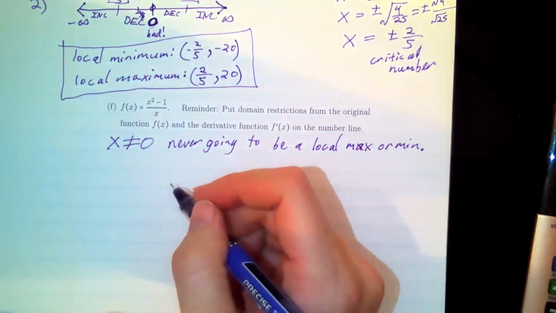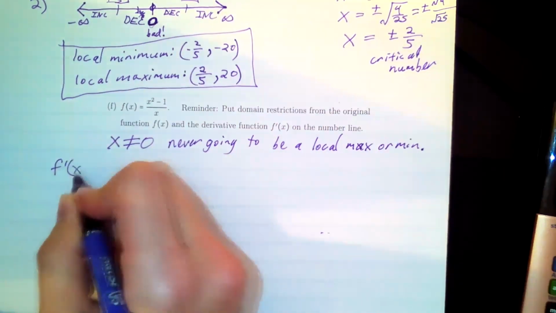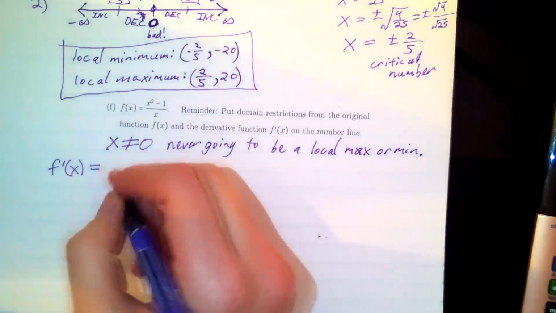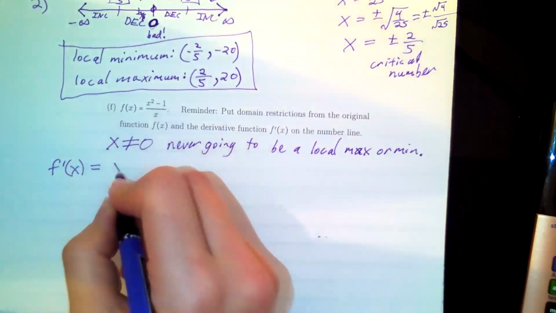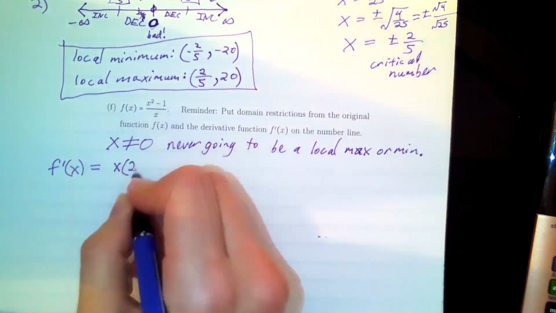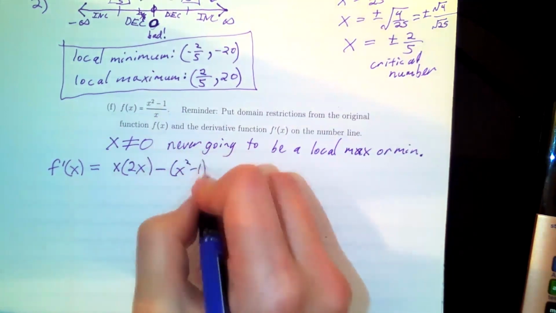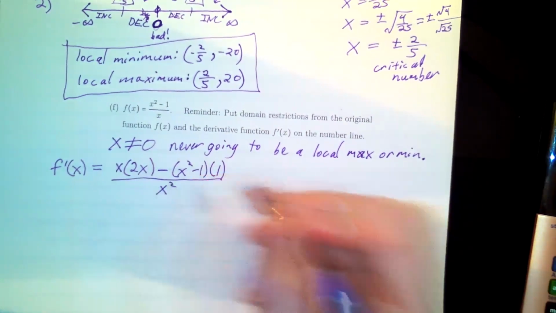Okay, so now that I know that, let's take the derivative and try to find any critical numbers, because those are possibly my local max or min. So I got to find critical numbers. Take the derivative of that. Quotient rule. Quotient rule is the bottom times the derivative of the top minus the top times the derivative of the bottom all over the square of the bottom.